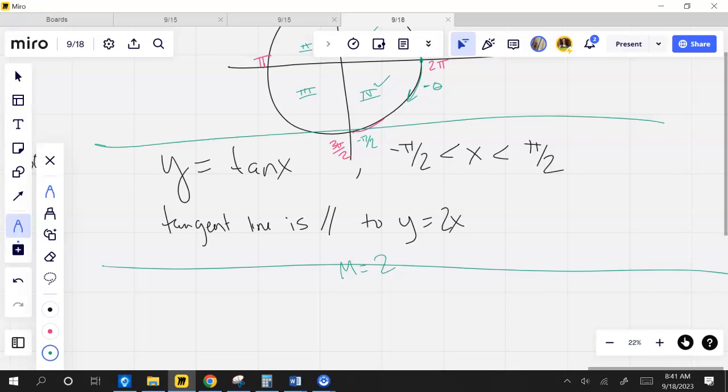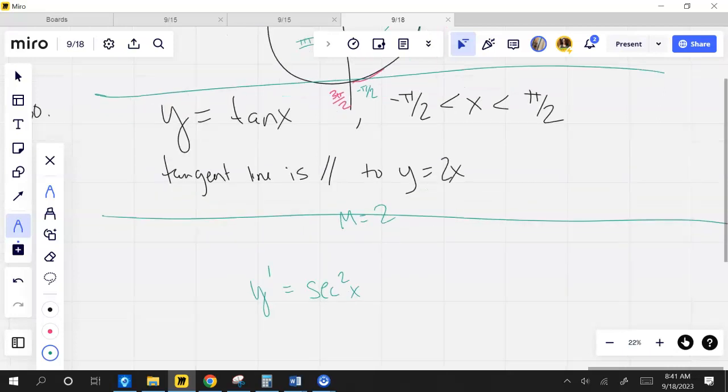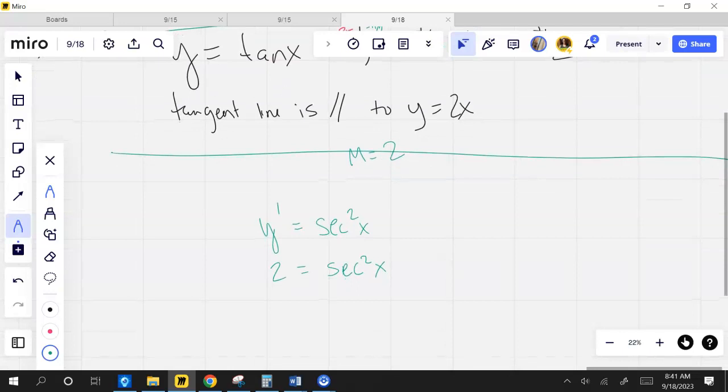If I know my slope is 2, what do I need to do? What describes slope? Derivatives. So let's find the derivative. What's the derivative of tan x? What do I need this to equal? 2. So secant squared x equals 2. Well, how do I solve that for x? Okay, let's do this first. Let's get rid of the squared. Everybody okay there?